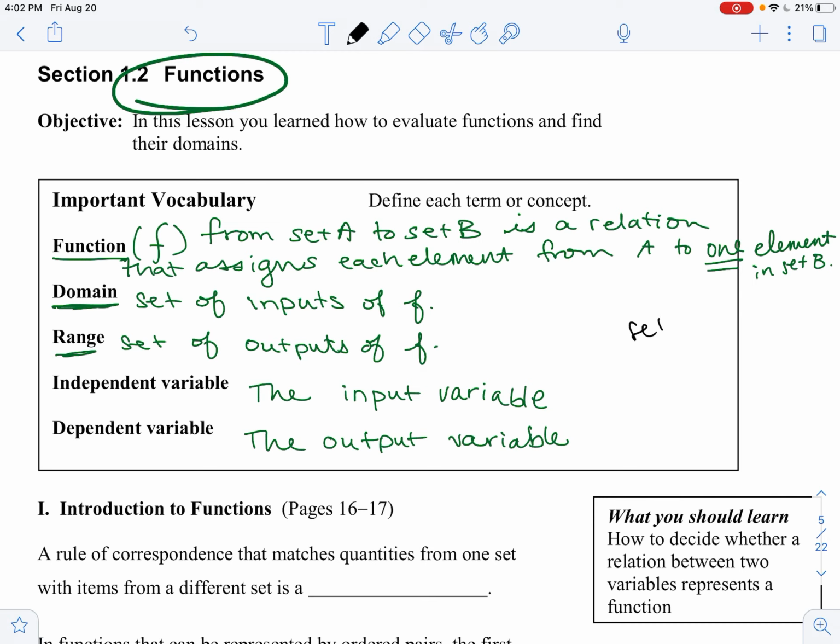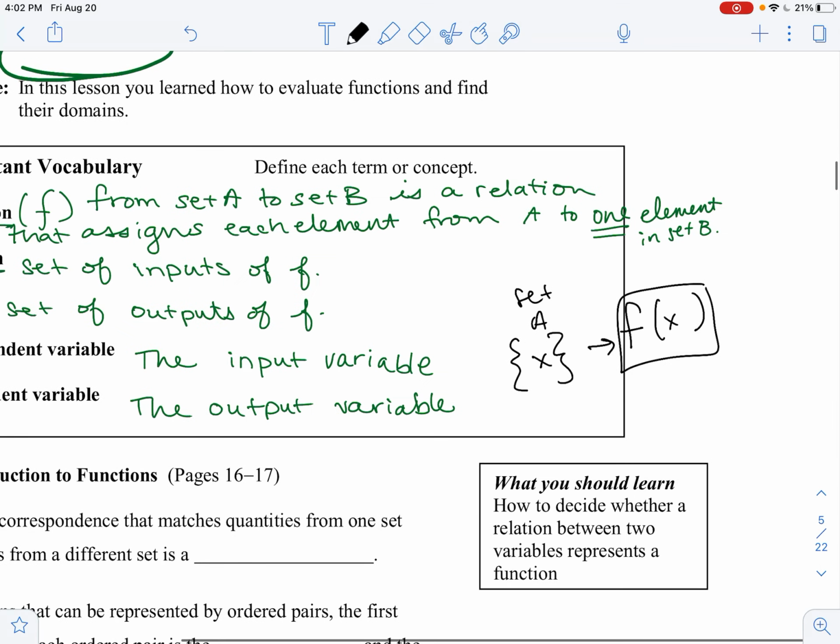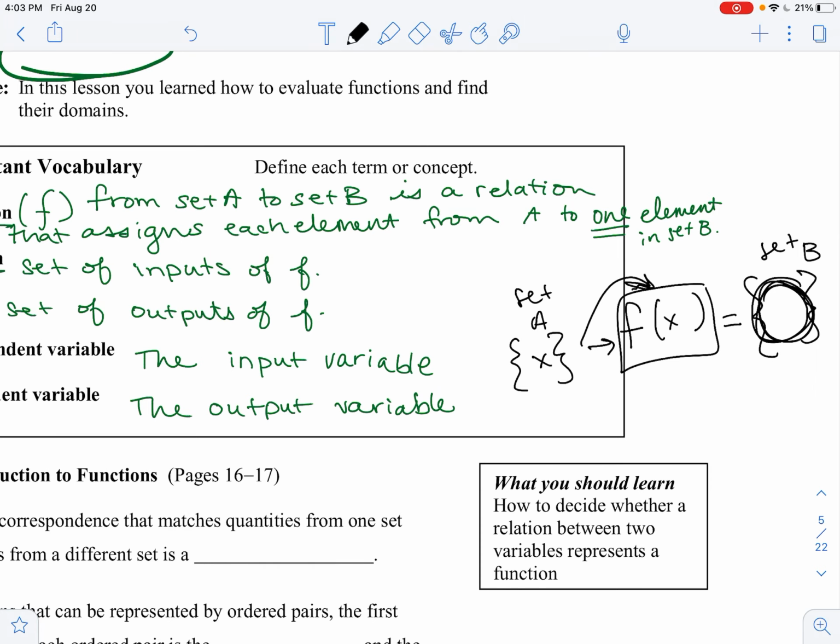So I want you to think of a function like this. If we call this set A, some set of numbers, it goes into our function box, which is kind of like a machine, and it turns something out. So the function does something and it equals the set B. Then it takes the number x, puts it into the function machine, and it comes out a transformed something from the function.